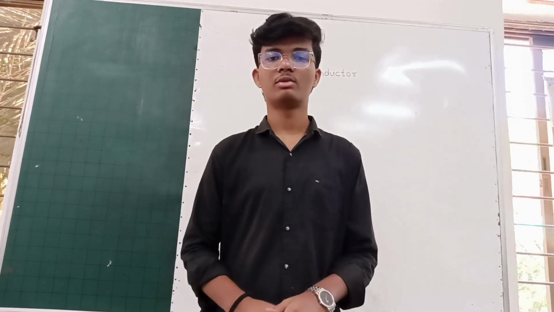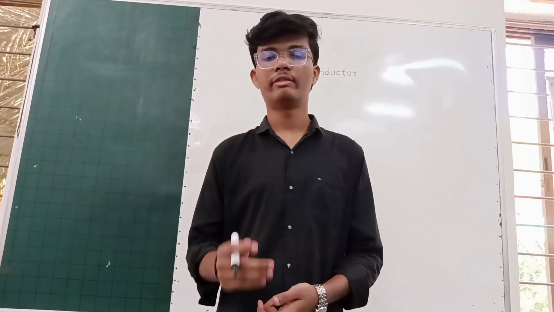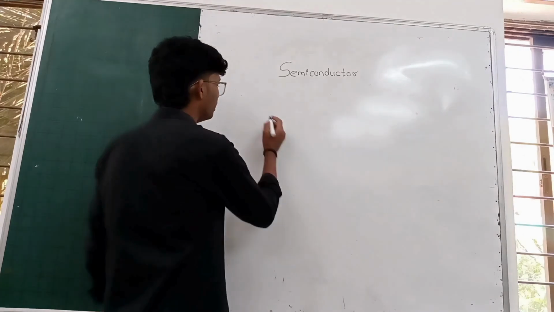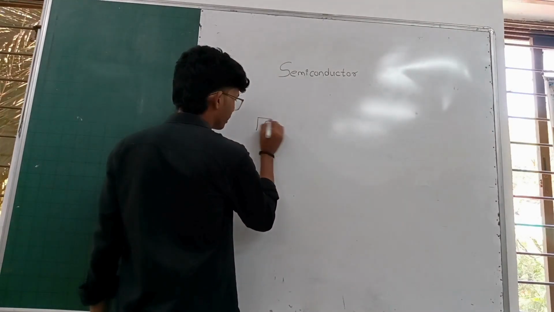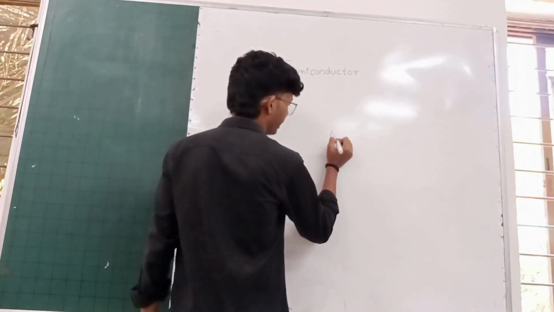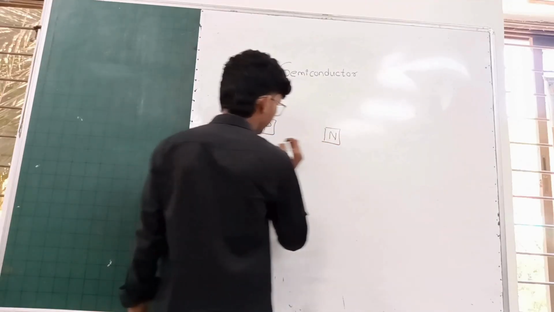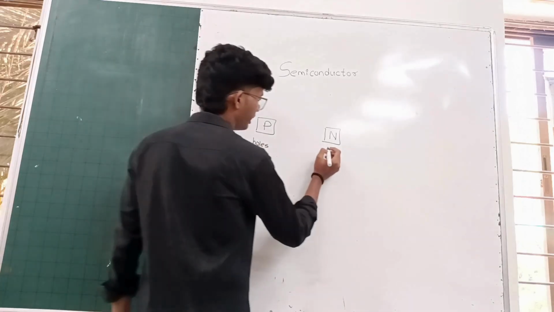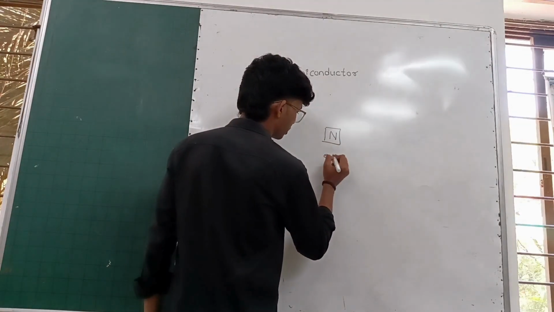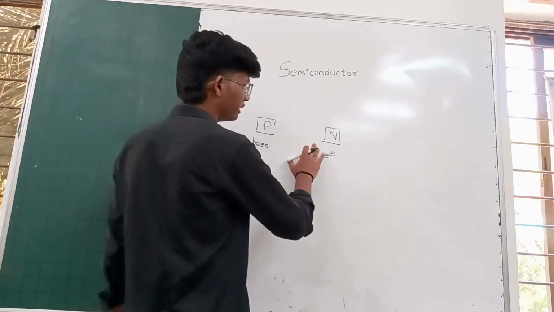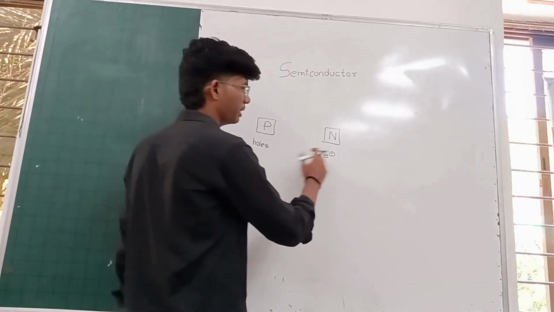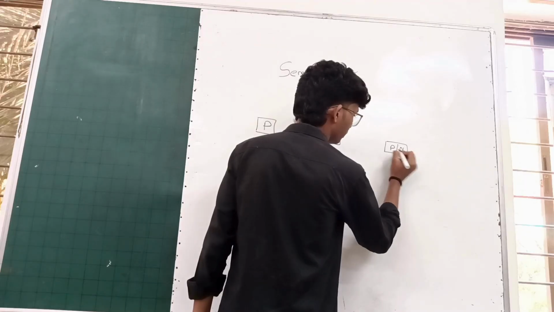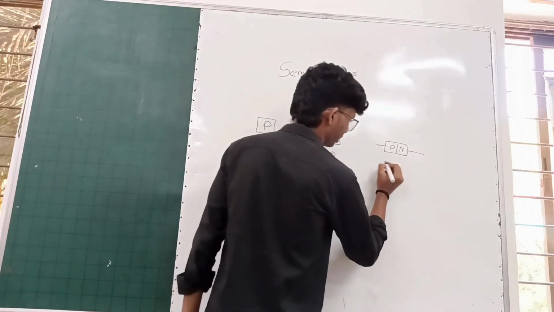If we add some impurities to the semiconductor, we will get two different types of semiconductor that are p-type semiconductor and n-type semiconductor. In the p-type semiconductor, the charge carriers are holes, and in the n-type semiconductor, the charge carriers are electrons. If we connect these two different types of semiconductors, we will get a p-n junction diode.